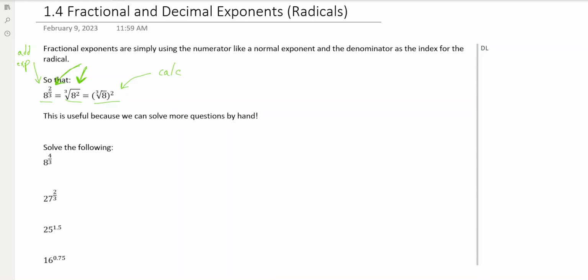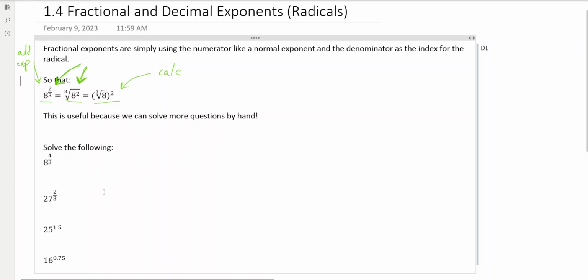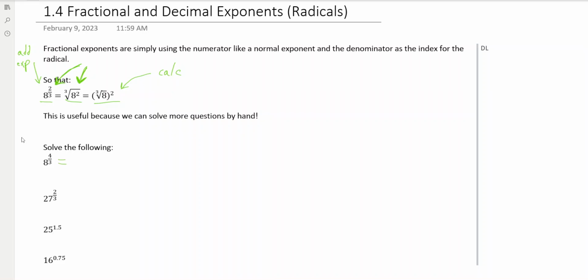That first one will come up more in the next two lessons, but for today we're going to mostly be going for that last one. Okay? But you should know that all three of these are valid ways of solving these. Okay, so this is helpful because now we can solve more questions by hand, because a fractional exponent looks very gross, but if we change it into a radical, now we can deal with it.